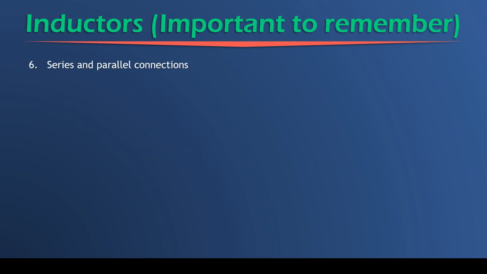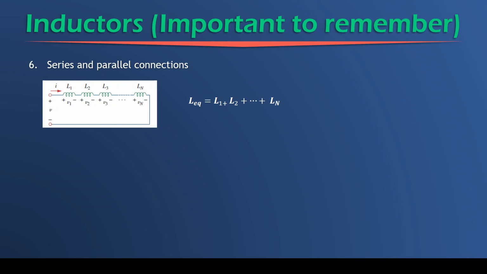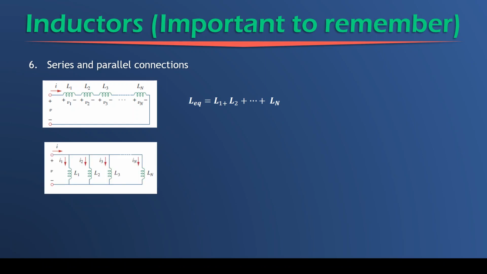Finally, let's take a look at series and parallel connection. A series connection with L1, L2, L3 all the way to Ln, L equivalent will be just the sum of L1, L2 all the way up to Ln, similar to series connected resistors. And for parallel connected inductors, the calculation of the equivalent inductance will be the same as that of a parallel connected resistor network. So 1 over Leq will give you 1 over L1 plus 1 over L2 all the way to 1 over Ln.